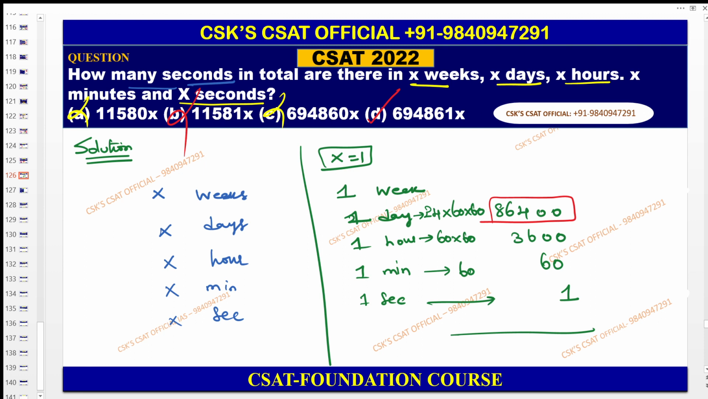If you want, you can check this also. 1 week means 7 days. That is 7 multiplied with 1 day, whatever the conversion. 7 into 24 into 60 into 60. If you convert this also, it becomes 604800. If you add up this one, it becomes 694861. So therefore, in general, you place an x also, not an issue. Okay, here you understood.